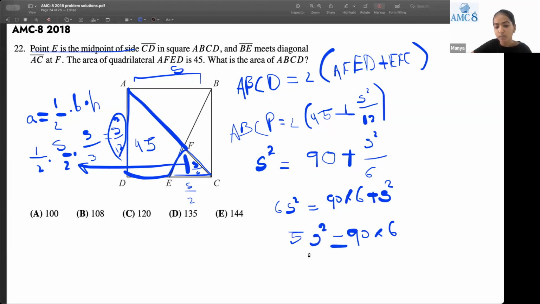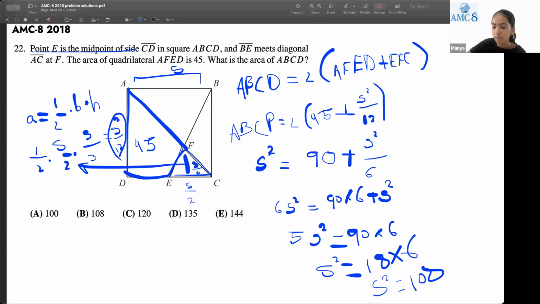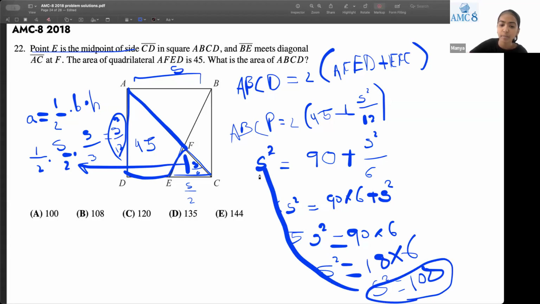And then we can divide by 5 on both sides, and then we're going to get S squared equals, well, what's 90 divided by 5? 90 divided by 5 is equal to 18, and S squared is equal to 18 times 6. And S squared would be equal to, what's 18 times 6? 18 times 6 is equal to 108. So then S squared would be equal to 108. And remember, S squared is equal to the area of ABCD. And so that's how we got our answer choice B.